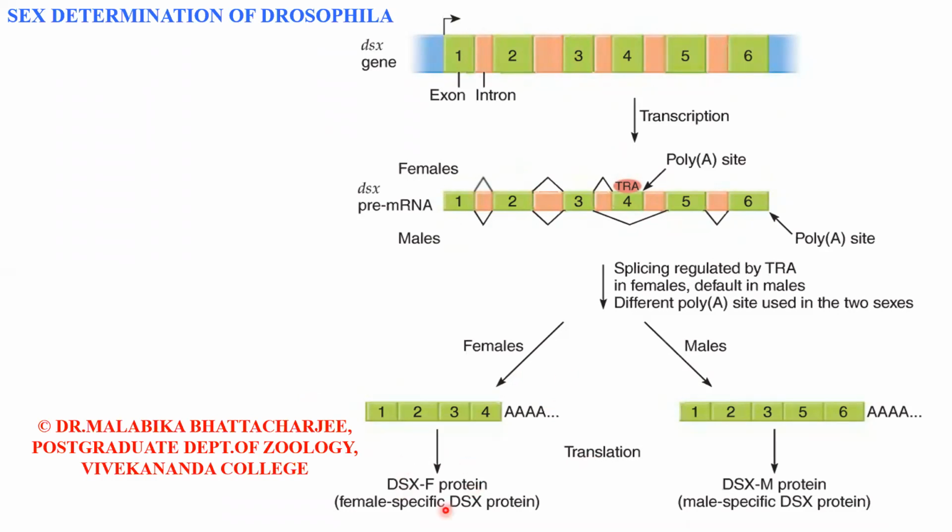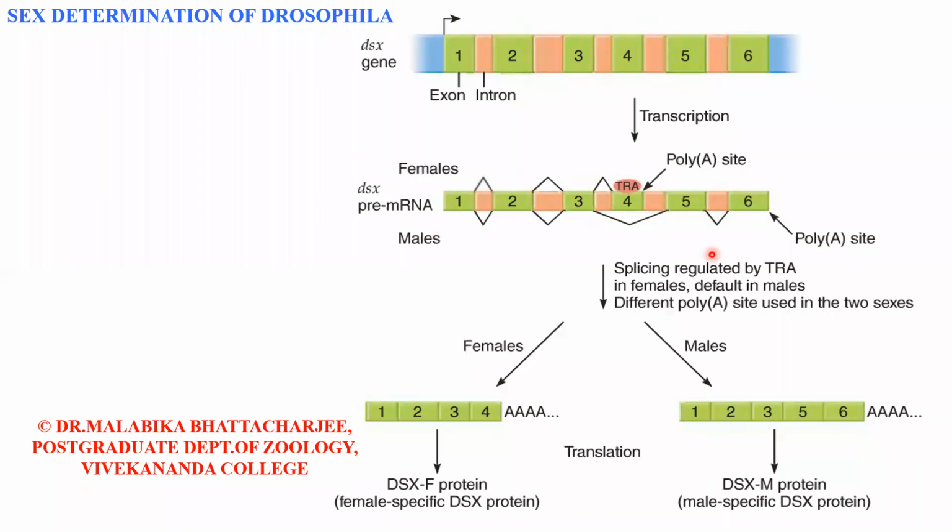gives us a female specific double sex protein, the main function of which is to suppress all those genes which are involved in male specific gene expression. So the double sex F protein actually represses male specific gene expression in all cells. But in case of males, there was no early SXL, there was no late SXL, there was no TRA. So again, it is the default fate.